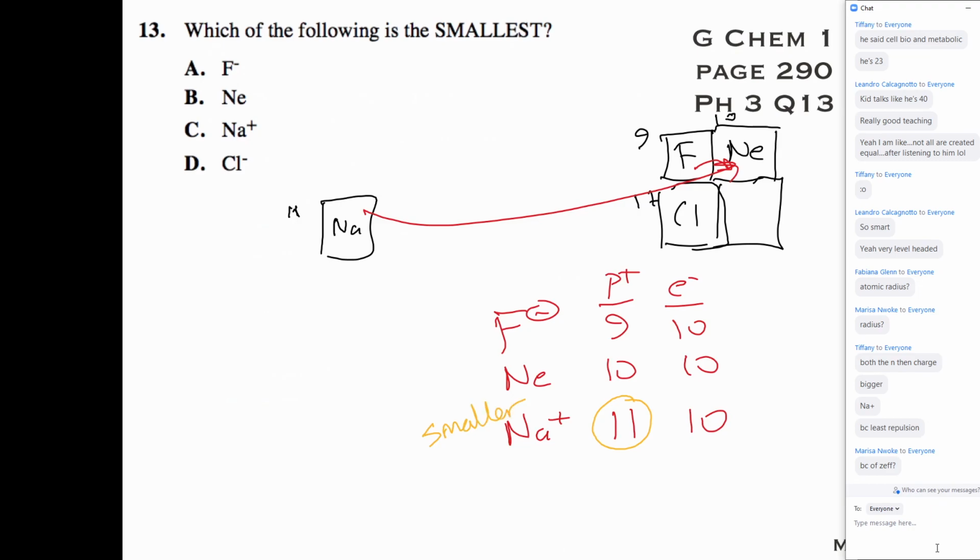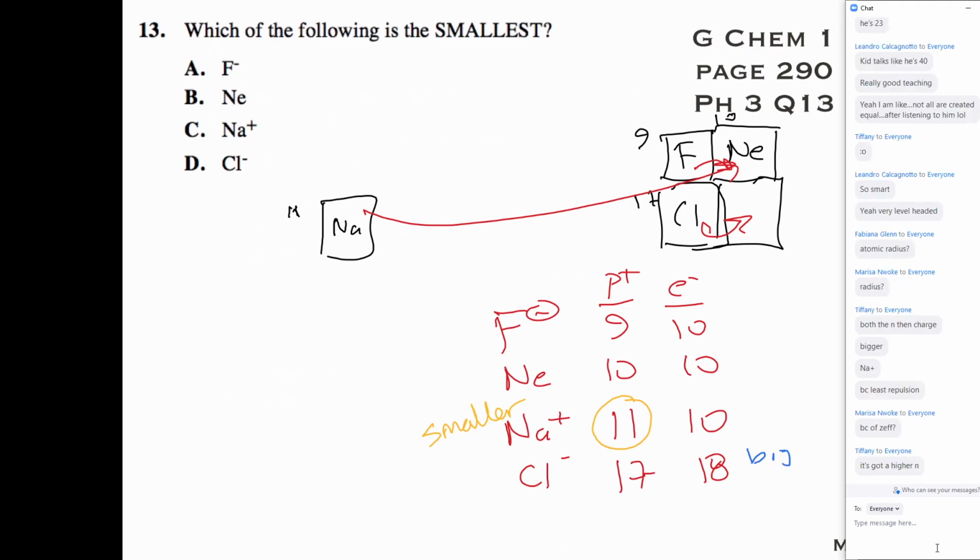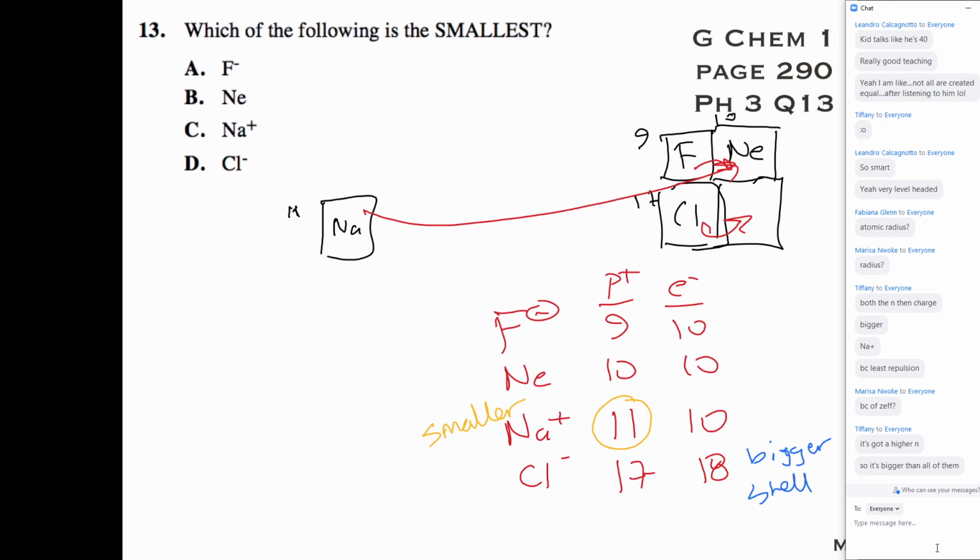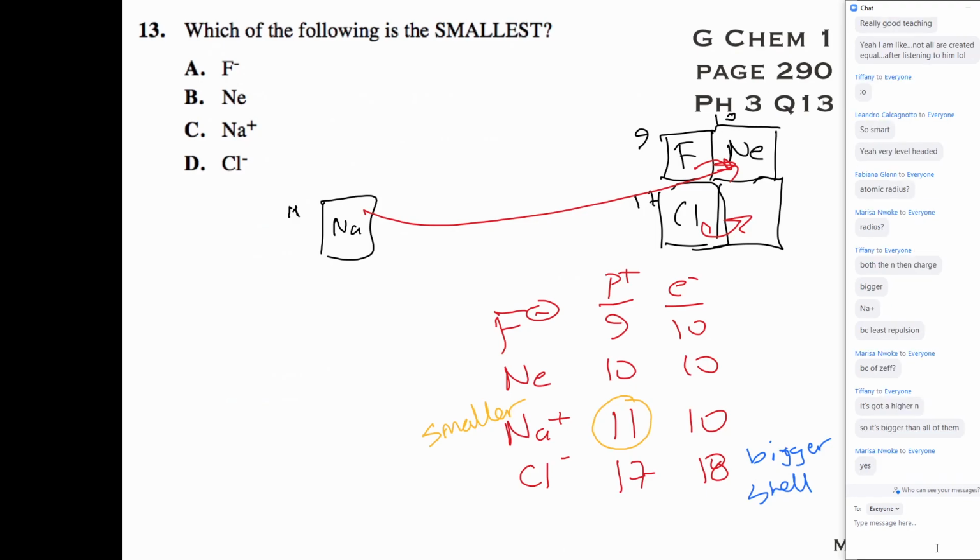Z effective. That positive charge is going to pull everything closer. Let me make sure. How can I eliminate chlorine? Chlorine's here. What's true of chlorine? Bigger shell. Biggest of all of them. Exactly. So it ends up biggest, second biggest, third biggest, smallest. So does that seem okay systematically? Perfect. So it's a little bit trickier when we toss ions in there, but hopefully it seems fair game.